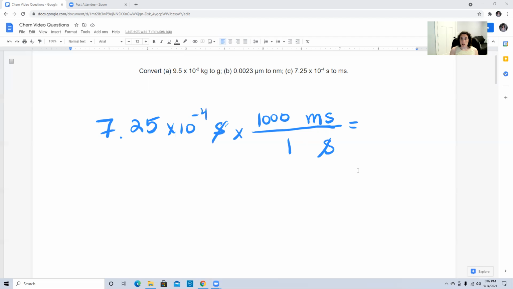Or you would see 3 jumps from base over to milli, which is 3 hops. So multiply by 1,000, 3 hops over, moves the decimal, and you will get 7.25 times 10 to the negative 1st milliseconds if you're being fancy. But that's the same thing as 0.725 milliseconds. And there you have it. Those are metric conversions. You just need to memorize the number line and the powers of 10, or look it up on a chart, and you will be all set.